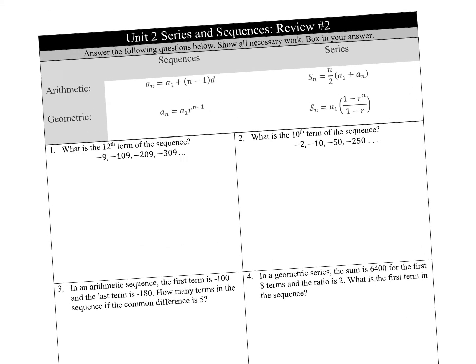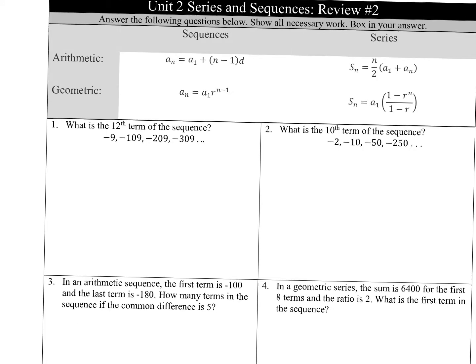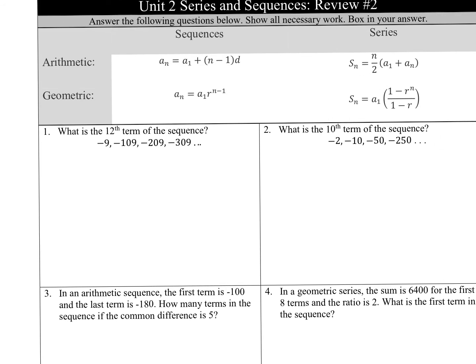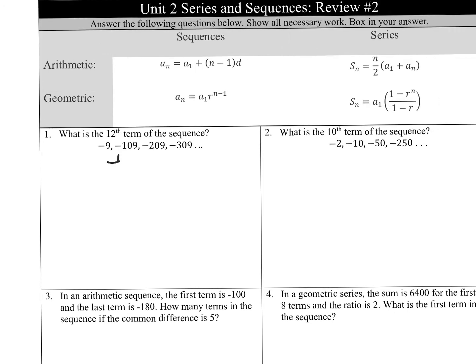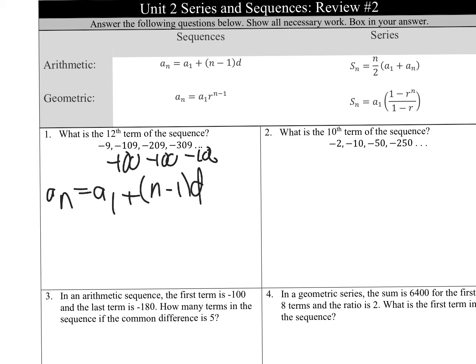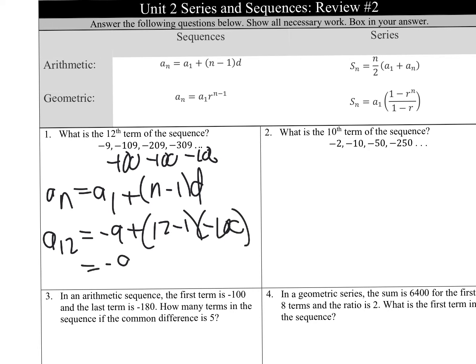Okay, last review. Number 1 says, what is the 12th term of the sequence? So this is going to be an arithmetic sequence, and the difference is going to be subtracting by 100. So I'm going to take a sub n equals a sub 1 plus n minus 1 times d. I'm looking for the 12th term in the sequence, and it's going to be negative 9 plus 12 minus 1 times negative 100. So it's going to be negative 9 plus 11 times negative 100.